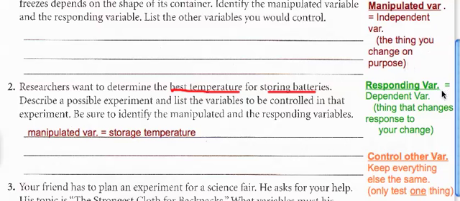Then we're going to need to find out what our responding variable is. What is going to change or respond to our varying of temperatures? Okay, and that's going to be how long the batteries live. Okay, so our responding or dependent variable is going to be the battery lifespan.